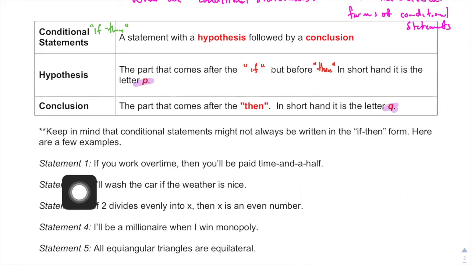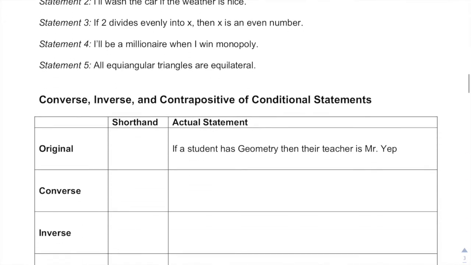Right? So statement one, if you work overtime, then you will be paid time and a half. Statement two, I'll wash the car if the weather is nice. Statement three, if 2 divides evenly into x, then x is an even number. Statement four, I'll be a millionaire when I win Monopoly. And statement five, all equal angular triangles are equilateral. So be mindful about statement five. When you take a look at that one, you're kind of like, I don't think that's an if-then statement. But we'll talk about that a little bit more as we continue on with this lesson.